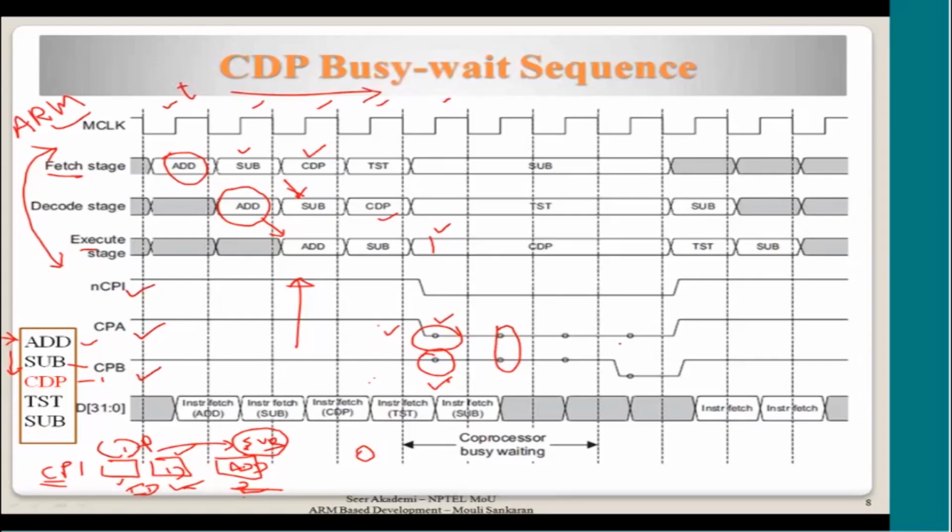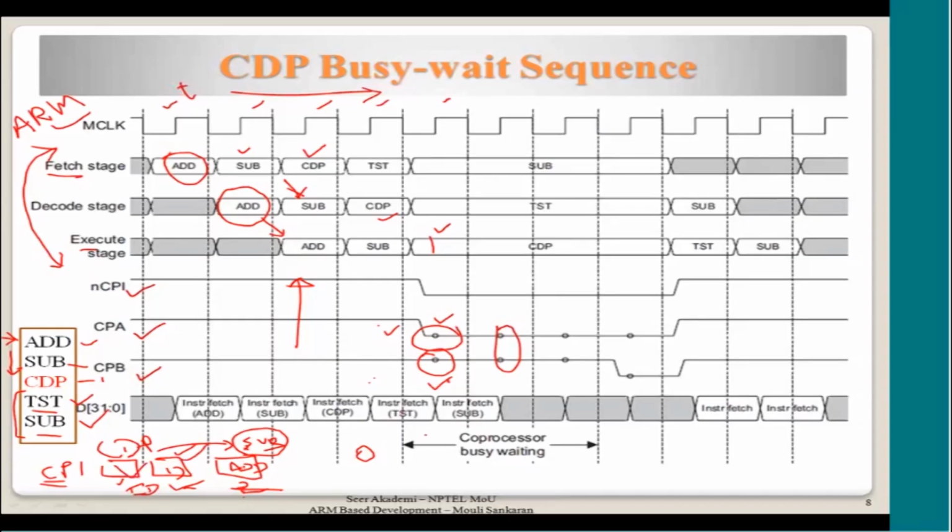And then what happens during that time? It fetches more instructions into the pipeline. See here, it fetches this as well as this. Two instructions have been fetched after that. Because CDP is in the execute stage, there may be two stages, right? ARM has a decode stage and a fetch stage. So the fetch stage can have a SUB instruction and the decode stage can have a TST instruction. And now CDP is in the execute stage. So two more instructions are there after this. It has been absorbed. It has gone into the pipeline of the ARM, and similarly it has gone into the pipeline of the coprocessor also.